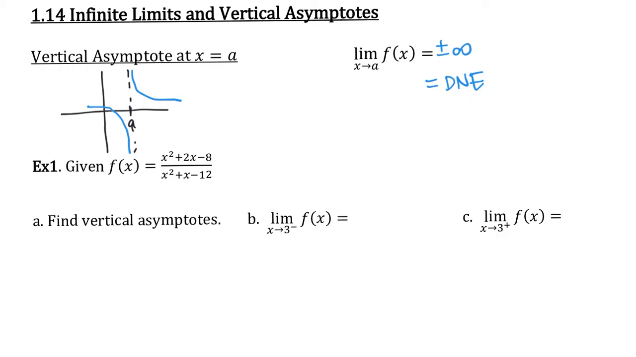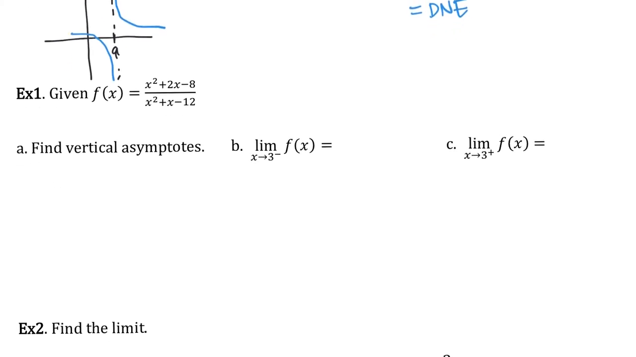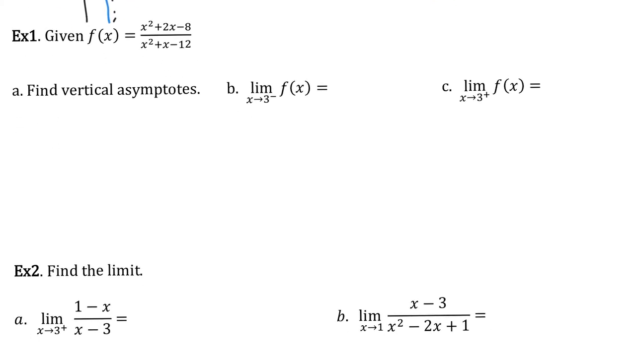Now we're going to find some asymptotes and consider the behavior. Look at example 1. It says given f of x equals x squared plus 2x minus 8 over x squared plus x minus 12. I'm of course going to factor this so I can see what's happening here. The x plus 4's cancel, which means there's a hole there, but they're not asking me about the hole, so I'm not going to worry about that.